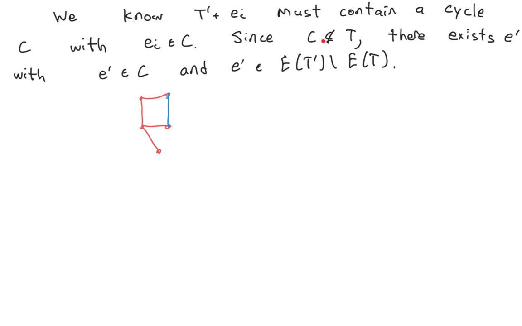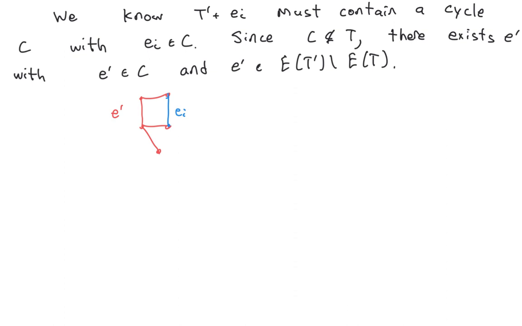Then since in the blue spanning tree, T can't contain our cycle, that tells us that there has to be an edge on the cycle that's not on our tree. And since the cycle consists of edges of T prime, with the exception of this EI, that means this edge E prime has to be in T prime but not T. So the whole point is that we found some special edge E prime that's on the same cycle as EI.